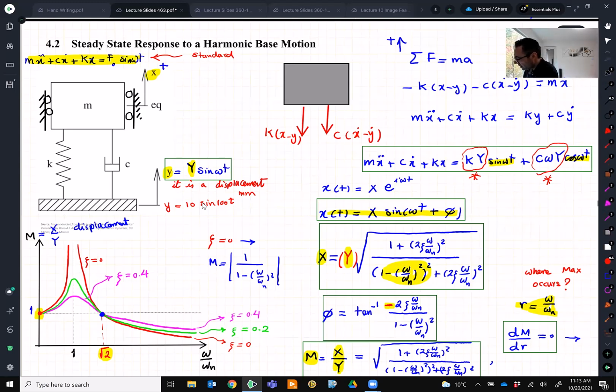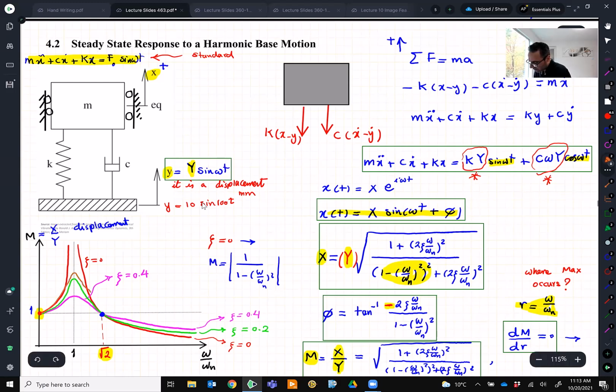So for example, let me try another one, maybe this time with a different color. It's difficult to plot it like that. So this one, for example, let's say it is zeta equal to 0.8. As you can see, the more damping, now it's not a good thing. If you are after root 2, that's something that you need to pay attention to.